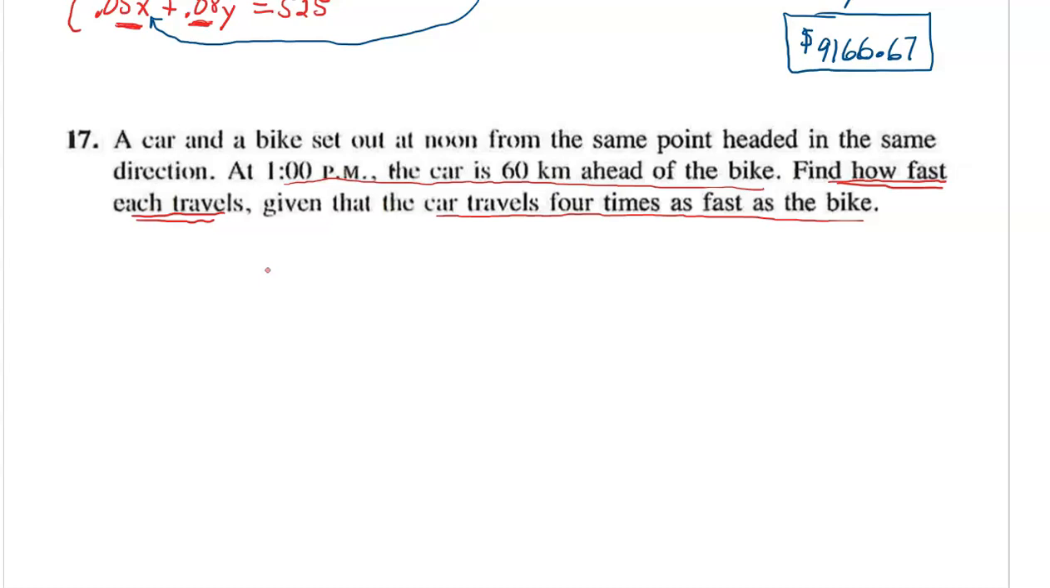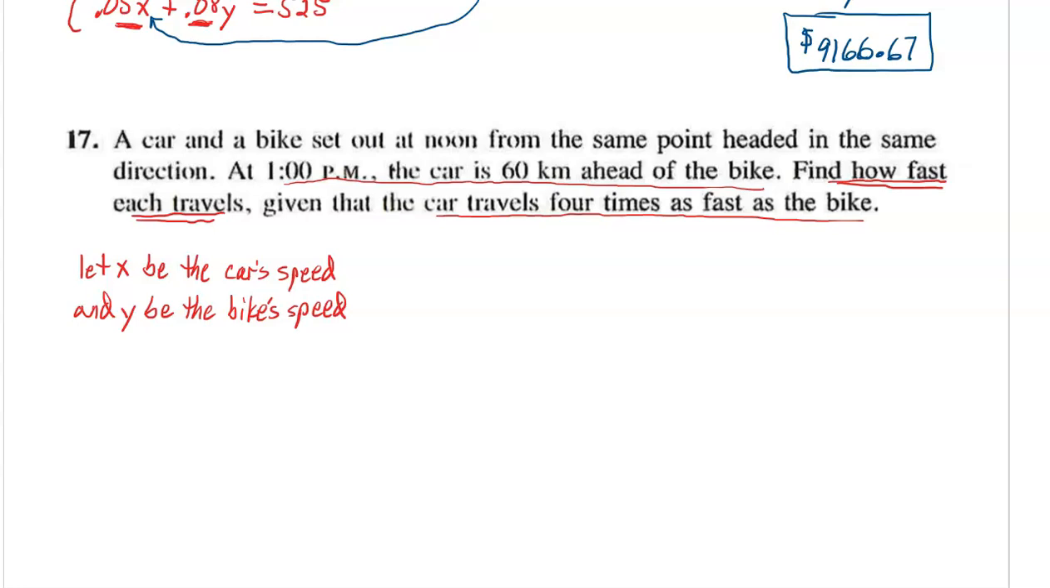Okay, we need variables, but what are the variables representing? What are the unknown things we're asked for? We're asked how fast they go. So our variables need to represent how fast they go. They need to represent the speed of each thing. So let x be the speed of the car, and y will be the speed of the bike. Now you didn't have to use x and y. In fact, it makes more sense probably to use c and b.